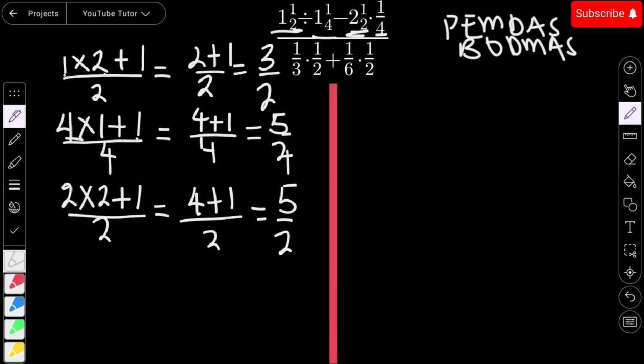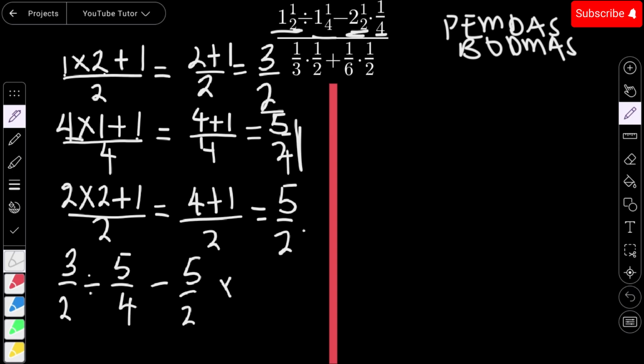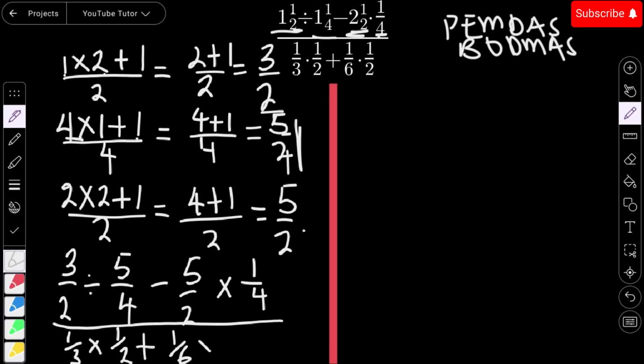So now what do we have? Let's rewrite our question. Now we have 3 over 2 divided by 5 over 4 minus 5 over 2 times this 1 over 4, which is already there, all divided by 1 over 3 times 1 over 2 plus 1 over 6 times 1 over 2.